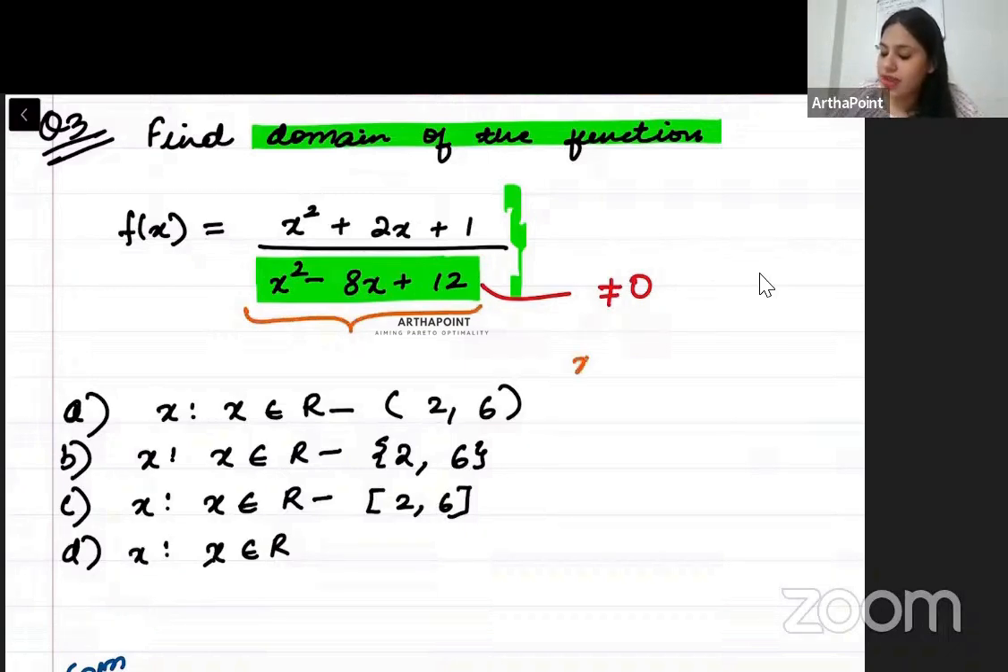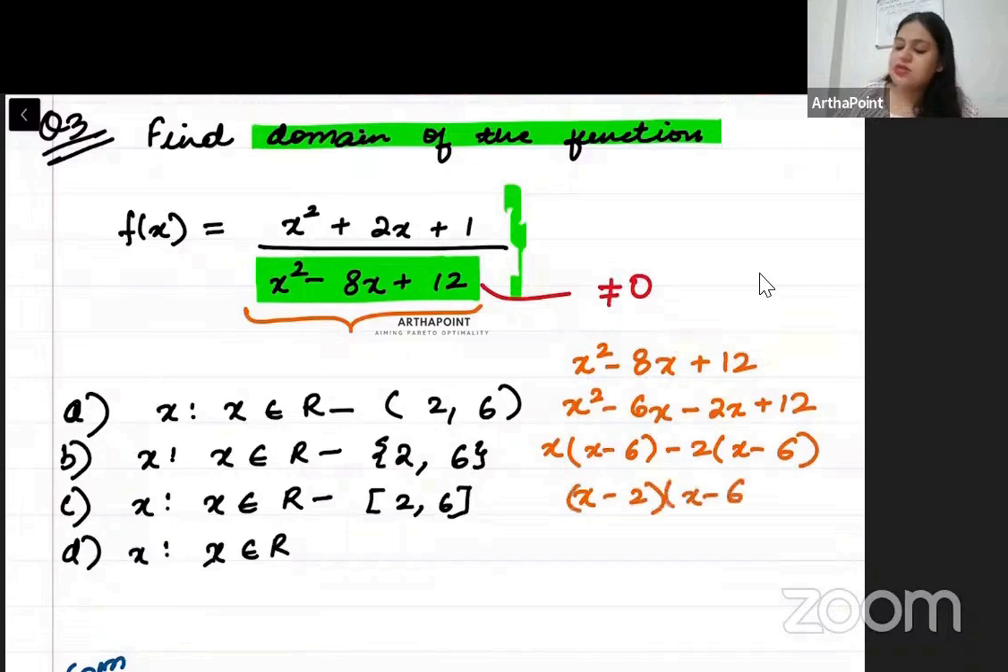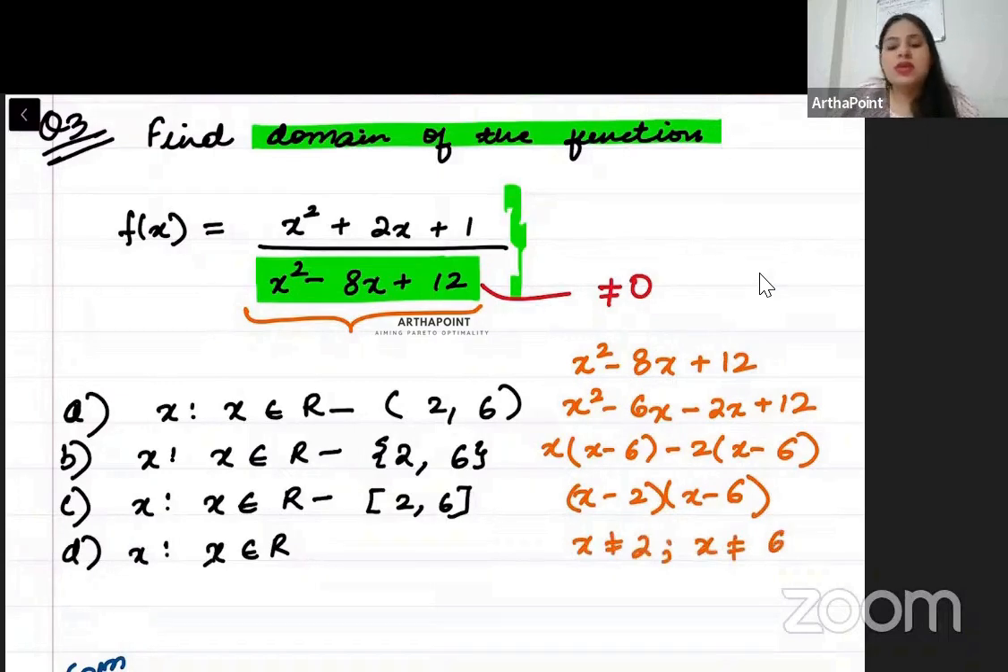Just go ahead and do that. What will you get? So x squared minus 8x plus 12 is given to you. This can be x squared minus 6x minus 2x plus 12, because 6 into 2 is 12. So x minus 6 minus 2, x minus 6. So this will be x minus 2, x minus 6. And I don't want the denominator to be 0. So I don't want x as 2 and I don't want x as 6. That is it.